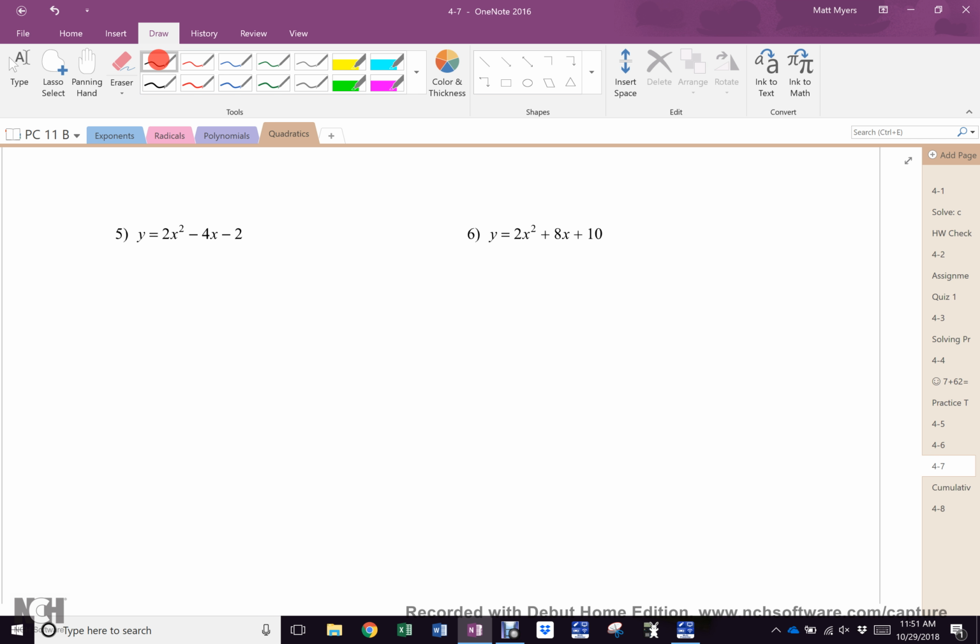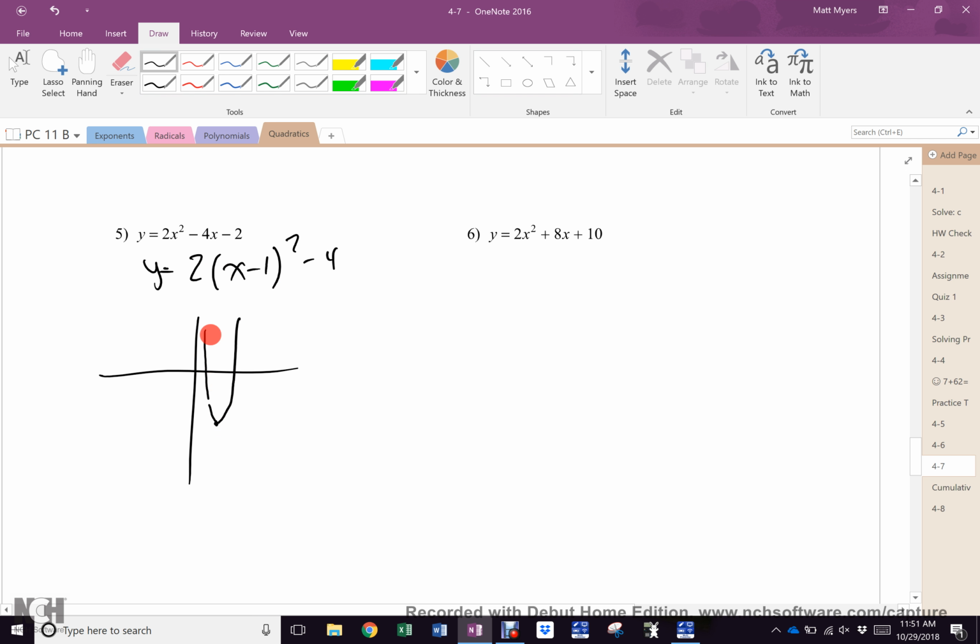5 and 6. Y equals 2 times x minus 1 squared minus 4. So it is over here at 1, down 4. But you got to make it skinnier because of the 2. And this one is y equals 2 times x plus 2 squared plus 2. So you're over here at negative 2, plus 2, and you got to make it skinny.